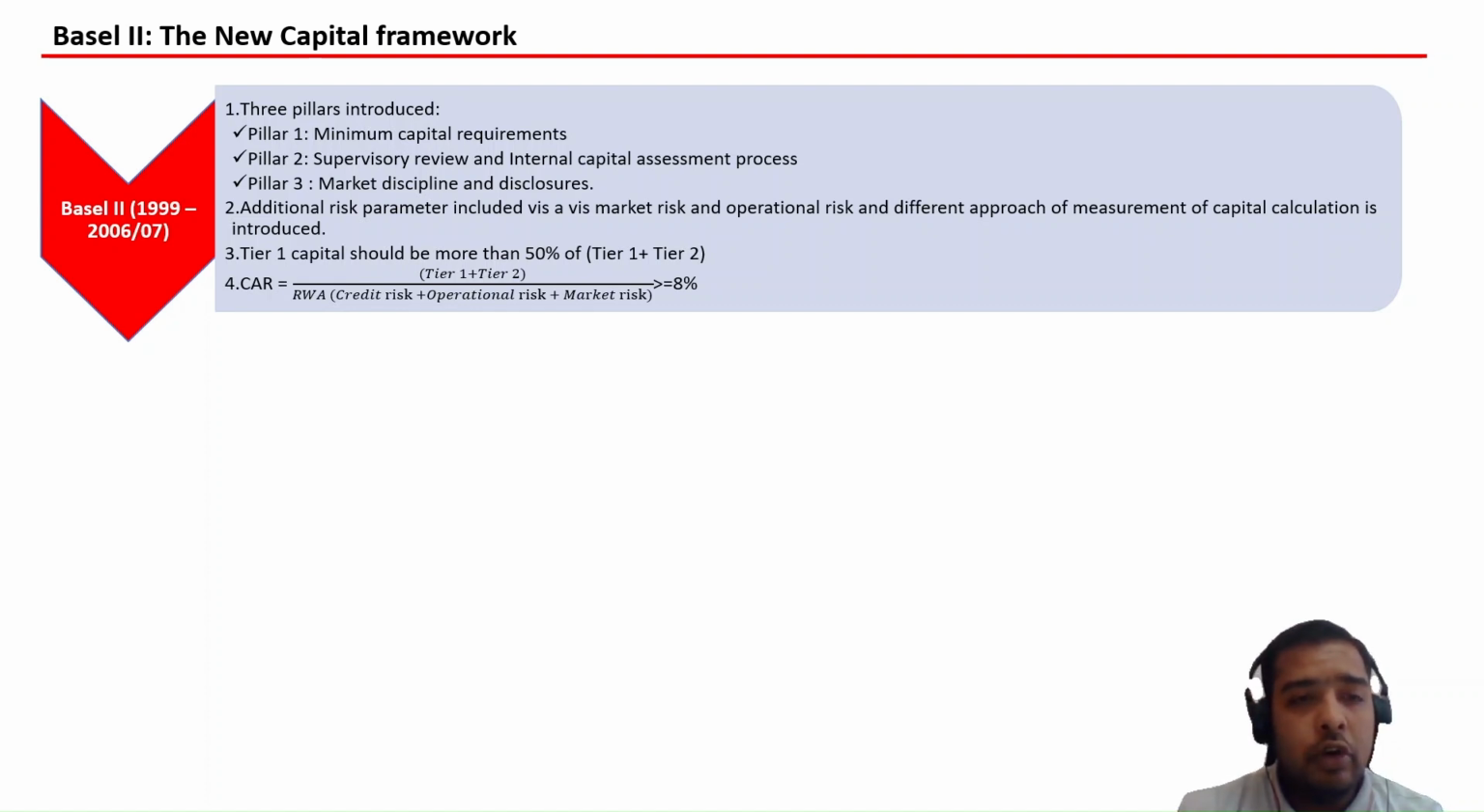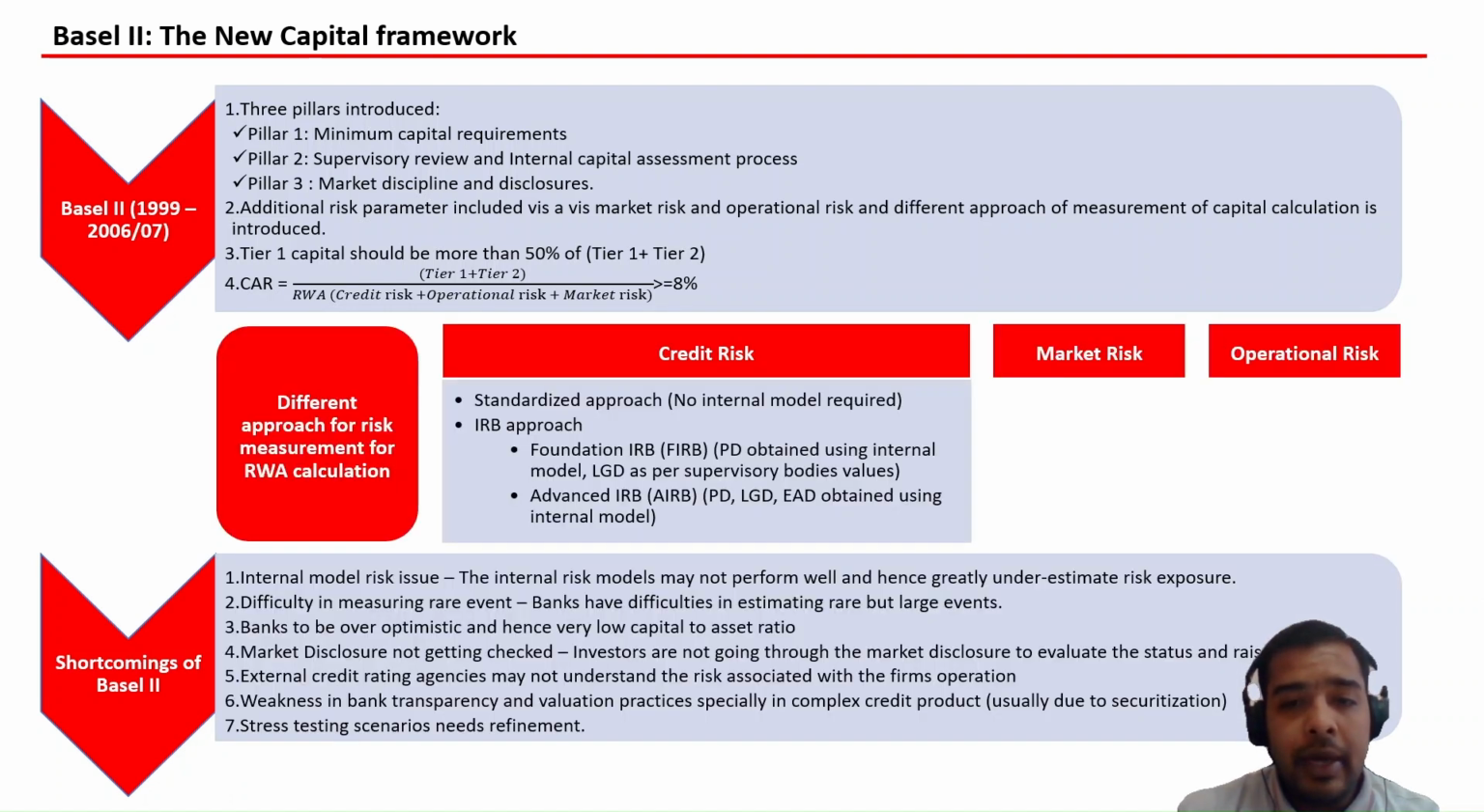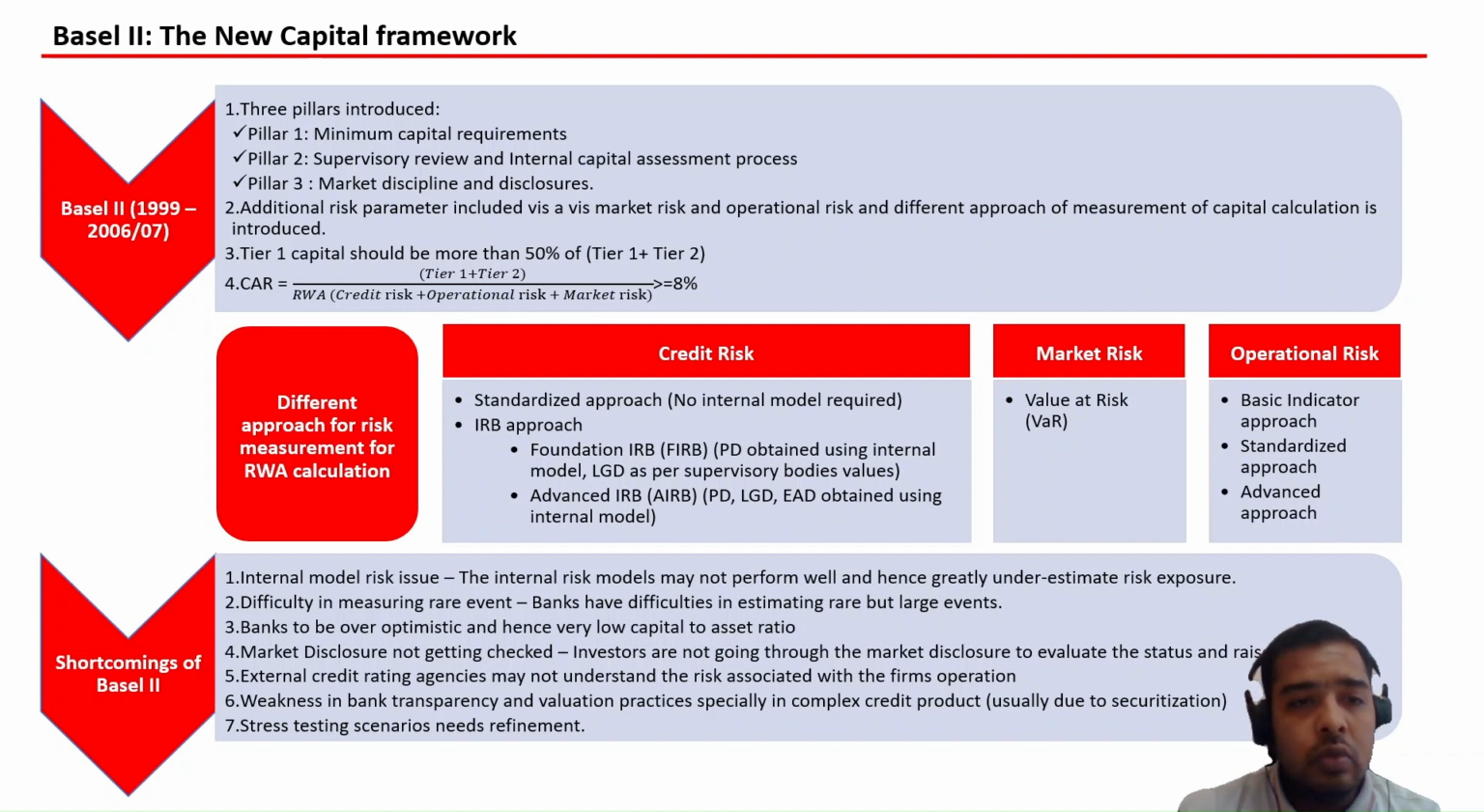The second point in Basel II is that additional risk parameters were included. In Basel I, only credit risk was considered, but in Basel II, operational and market risk were also considered, and different approaches for measuring credit, market and operational risk were introduced. For credit risk, two approaches were introduced: standardized and IRB. In the standardized approach, banks or institutions can take the RWA values as the supervisory values and accordingly calculate their capital requirement.